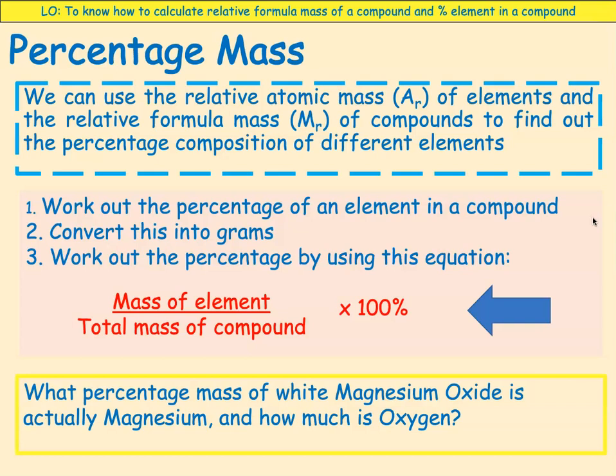So let's have a little look at what is the percentage mass of magnesium oxide. How much of that is magnesium and how much is oxygen? Well, magnesium oxide has a relative formula mass of 40. 24 grams of that would be magnesium. So in order to work out how much magnesium is there, it would be 24 divided by 40 times 100, which works out to be 60%.